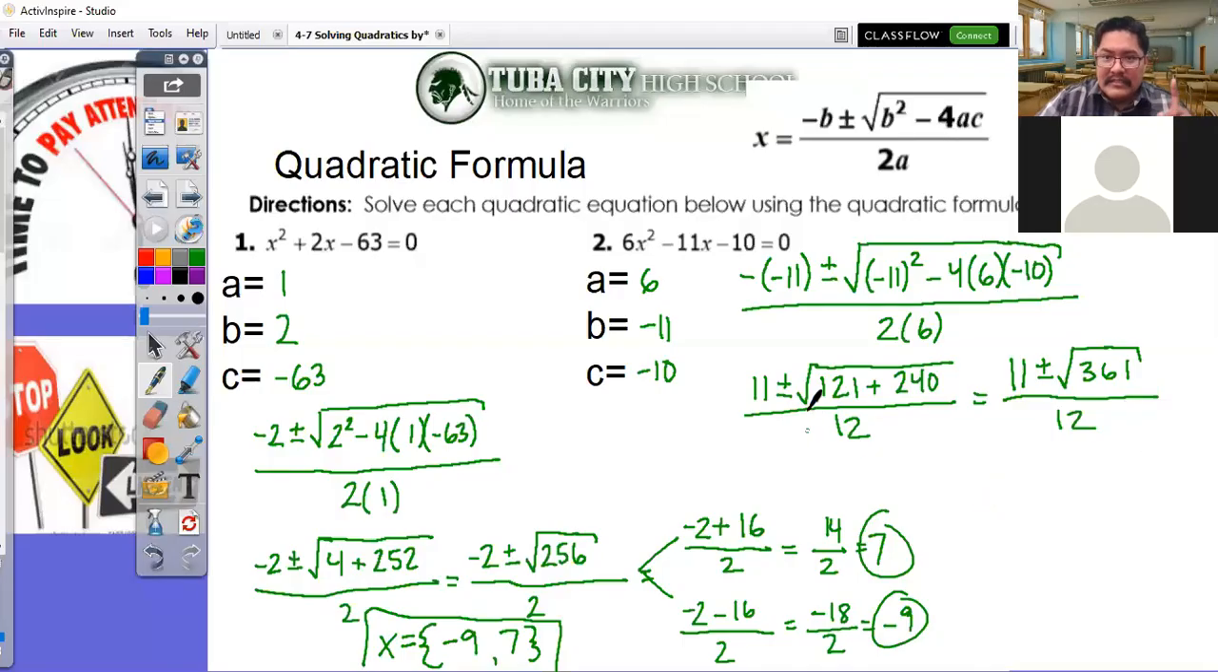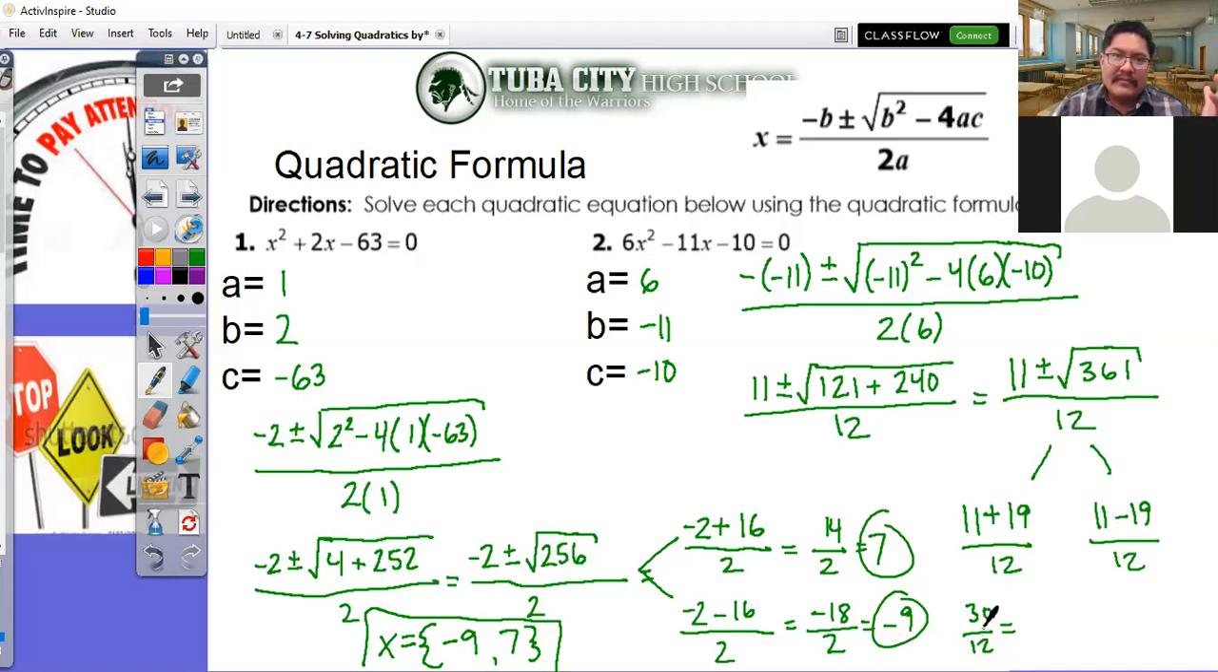And now that I know what it is, I'm going to break it into the two cases. I'm going to break it into two possibilities because we have to consider the plus and the minus. So we have 11 plus 19 over 12, and 11 minus 19. We have to do both of them. All right, so 11 plus 19 is going to be 30. So 30 over 12.